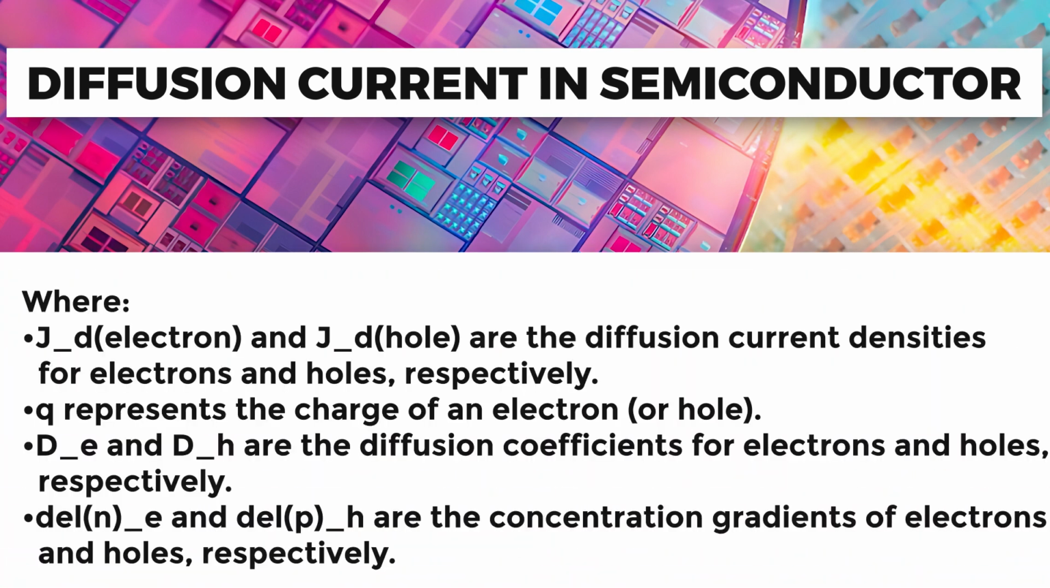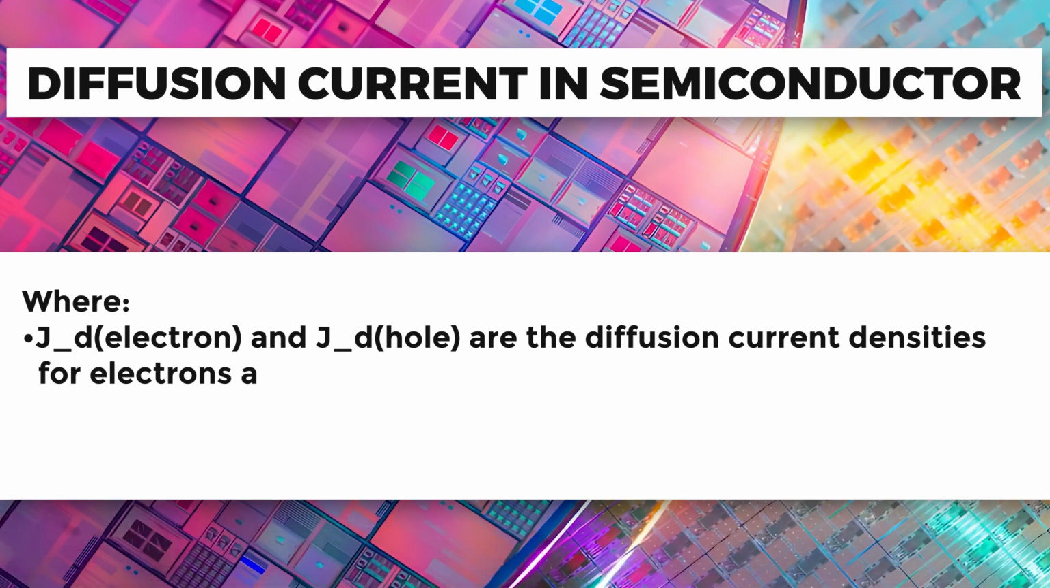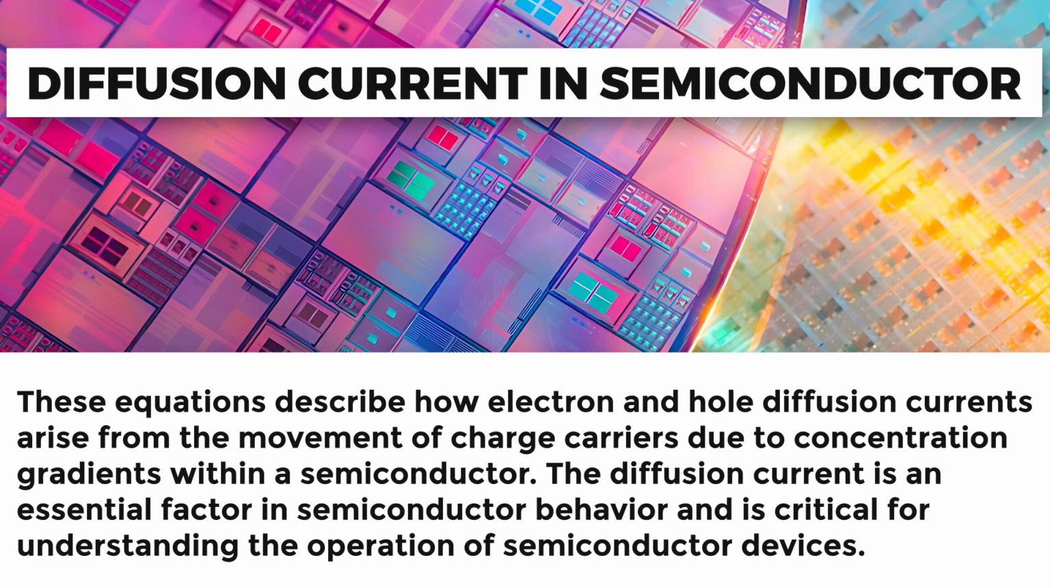where J_D denotes the current density for the electrons, q represents the charge of the carrier, which may be an electron or a hole. D_e and D_h are the diffusion coefficients for the electrons and holes respectively, and gradient n_e and gradient p_h are the concentration gradients of the electrons and holes respectively. This equation describes how electron and hole diffusion currents arise from the movement of the charge carriers due to concentration gradients within a semiconductor. The diffusion current is an essential factor in semiconductor behavior and critical for understanding the operation of semiconductor devices.